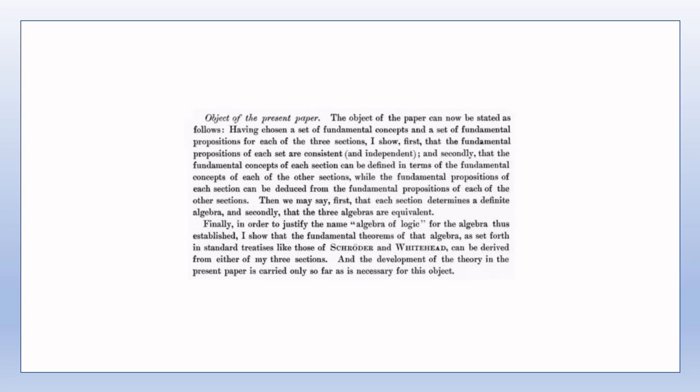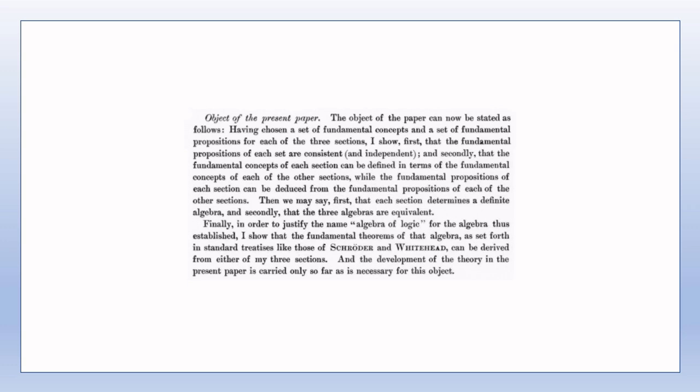In Huntington's article we read, "Having chosen a set of fundamental concepts and a set of fundamental propositions for each of the 3 sections, I show first that the fundamental propositions of each set are consistent and independent, and secondly that the fundamental concepts of each section can be deduced from the fundamental propositions of each of the other sections. Then we may say first that each section determines a definite algebra, and secondly that the 3 algebras are equivalent. Finally, in order to justify the name algebra of logic for the algebra thus established, I show that the fundamental theorems of that algebra, as set forth in standard treatises like those of Schroeder and Whitehead, can be derived from either of my 3 sections."